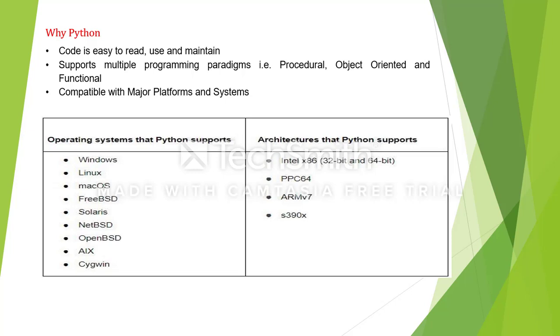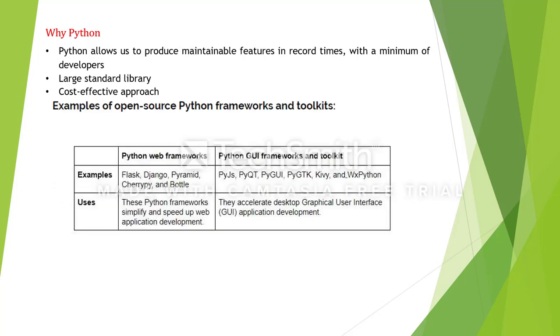And then we have the next slide. Python allows us to produce maintainable features in record time with the minimum developers. So what does that mean? This is one of the sayings from one of the popular architects, that this is practically proven that the amount of time it takes to develop any application in Python is minimal.